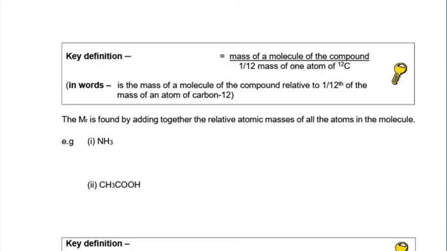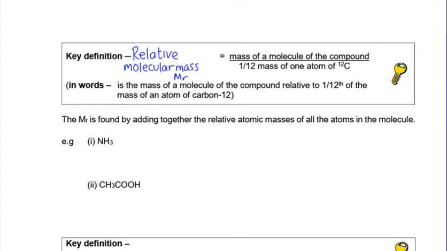So we're going to move on to look at relative molecular mass. Our relative molecular mass, or Mr, is the mass of a molecule relative to 1/12 the mass of an atom of carbon-12. And this is found much more simply than finding the relative atomic mass, because we've got the relative atomic masses in the periodic table. We're just going to add up the relative atomic masses of the elements in the molecule, and we're going to take account of any numbers.